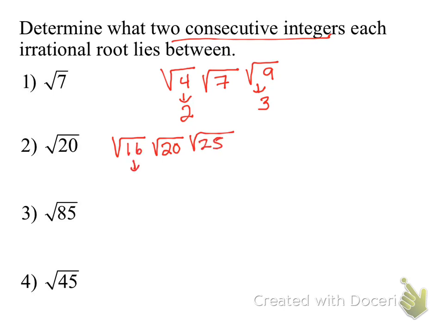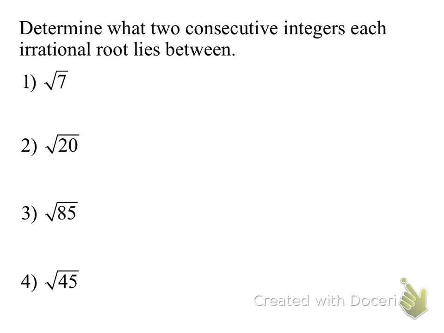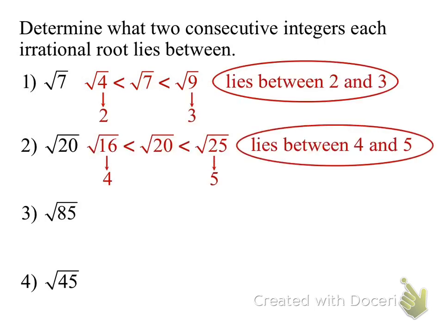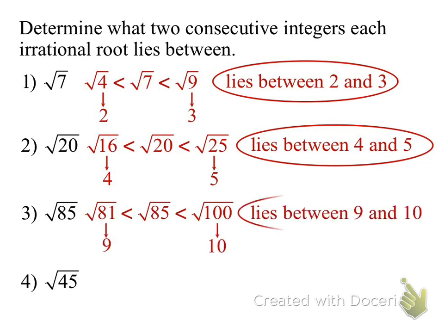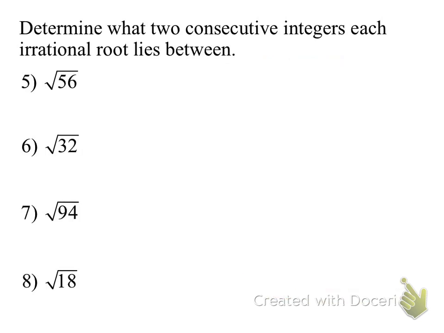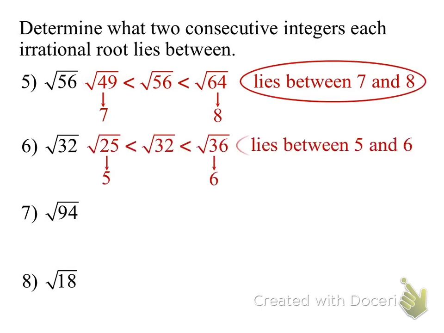And so it falls between what two integers? Good. The square root of 85 falls between 9 and 10. And 45 falls between? Good. Do you get the idea? So that's pretty easy. You're just finding the perfect squares before and after.